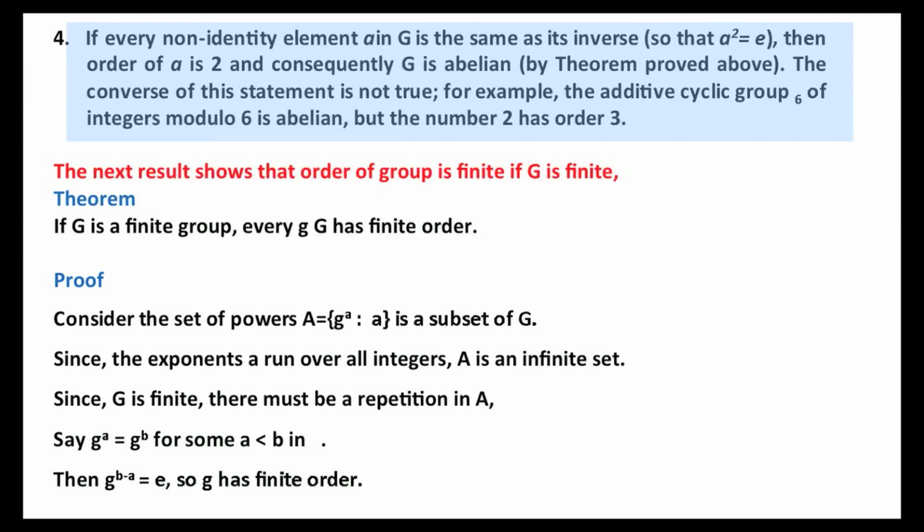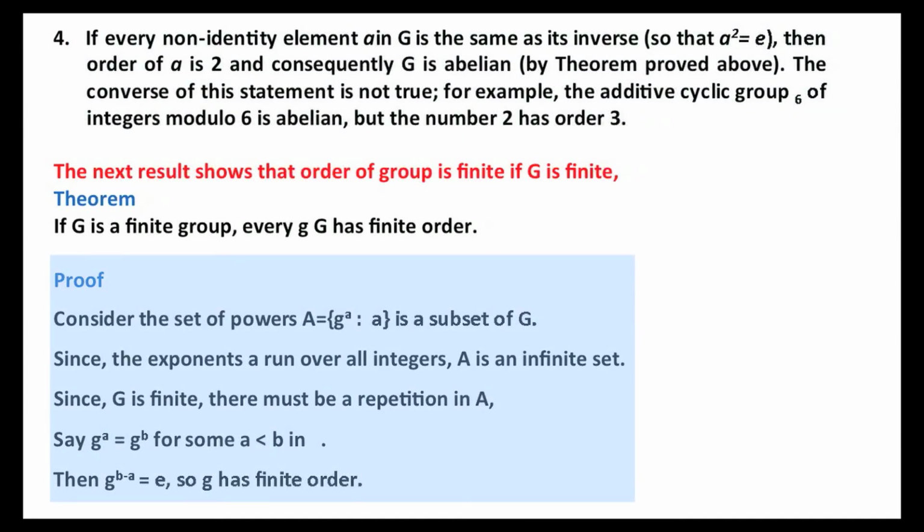If every non-identity element A in G is the same as its inverse, so that A squared is equivalent to E, then the order of A is 2 and consequently G is abelian. By theorem, we have already proved the converse of this statement is not true. For example, the additive cyclic group of integers modulo 6 is abelian, but the number 2 has order 3.